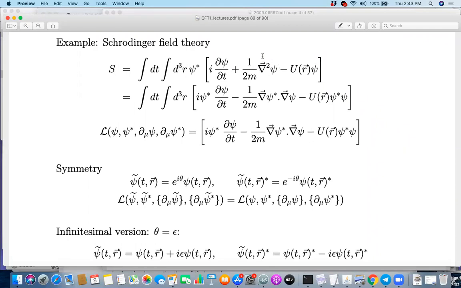Now this doesn't have the form where it depends on only the field and its first derivative, because you see there is a second derivative sitting here. But this can be easily rectified by doing one integration by parts. In the second line, I have integrated by parts once and written this as i psi star del psi del t minus 1 over 2m grad psi star dot grad psi. So now you have only one derivative acting on the fields. It is really a function of the field and its first derivative. And this, of course, remains the same.